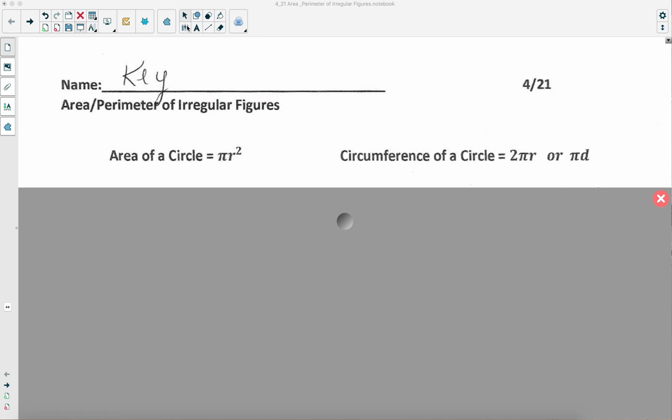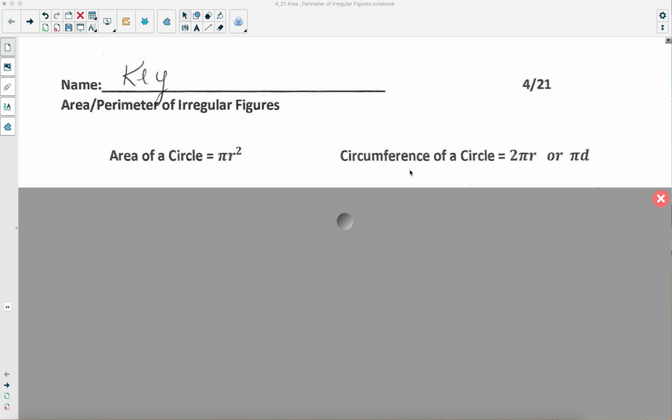Hi everyone, what I'm going to be going over today is finding area and perimeter of irregular figures, including circles within those figures, semicircles, sectors, so on and so forth. So in addition to all the area formulas that we've talked about, we are going to now include area of a circle, which is pi r squared, and also circumference of a circle, which is 2 pi r or pi d, in addition to also recalling how to find area of a sector and perimeter or circumference of a sector.